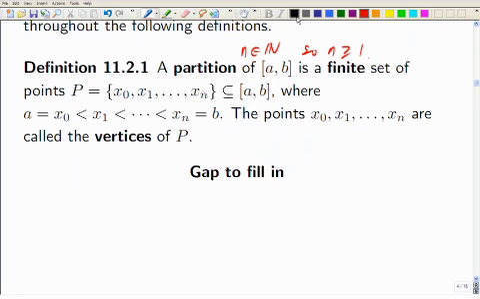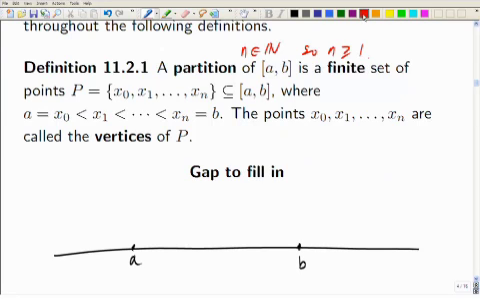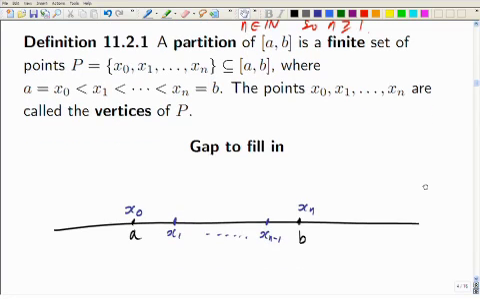So we're talking about something like this. Here's a, here's b, and x0 is here, xn is here, and then you've got finitely many other points maybe in between, x1 up to xn minus 1, but xn must be at b, and x0 must be at a. And that's your partition. So obviously there's infinitely many possible partitions, and each different partition is going to give us a different set of rectangles to approximate the function with. And if you want names for those x0 up to xn, we're calling them the vertices of the partition.